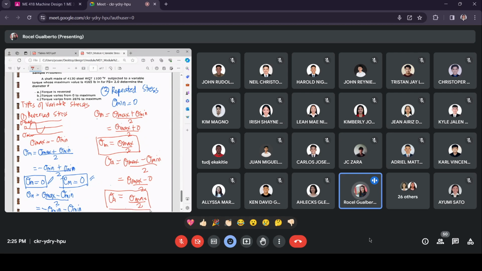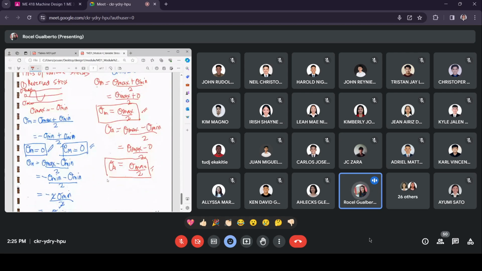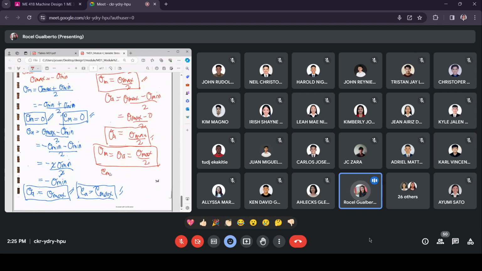Don't forget to distribute. So what can you say now? These two, they are equal. So sigma M is equal to your sigma A if it is a repeated stress. Both are equal to sigma max divided by 2. So ito lang po yung tatandaan natin. Likewise, if you want the relation of tau, tau M would be equal to tau A equal to tau max divided by 2. That is, if you have a repeated stress.